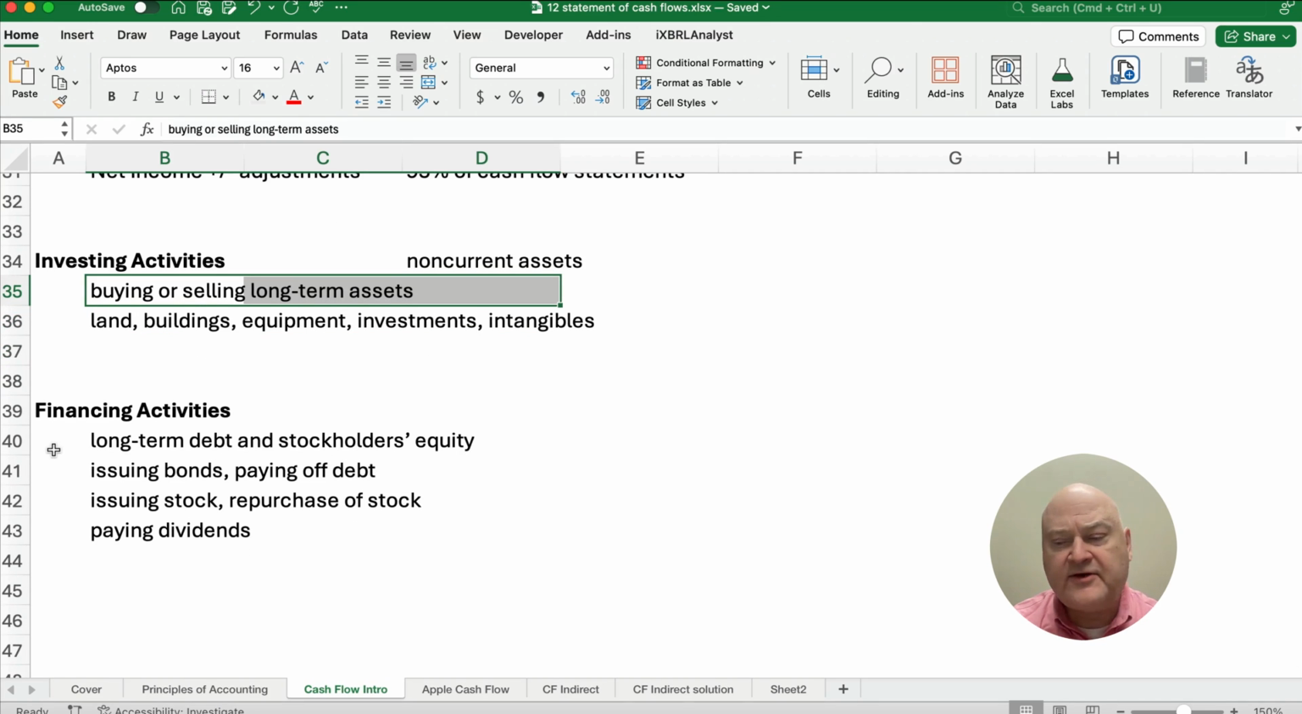Now, financing is the idea of how do you generate finance in your company, or how do you finance your company? So this is anything having to do with long-term debt or stockholders' equity. So we issue bonds and we pay off debt, we issue stock, we repurchase stock, we pay dividends. All these are financing activities.